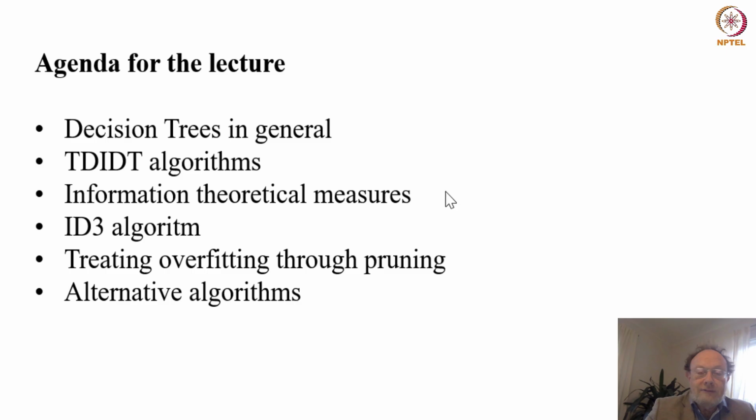Then we will have this break for part two, and then in part two we will look into the ID3 algorithm, which is, I can say, a default or prototypical algorithm of this kind. And after that we will talk a little about one of the key problems for this kind of algorithms, which is overfitting, and how to manage that problem through something called pruning. And then finally we say a few words of some alternative algorithms within the same category.